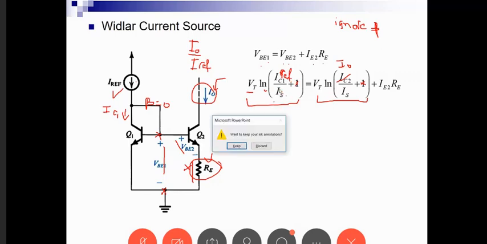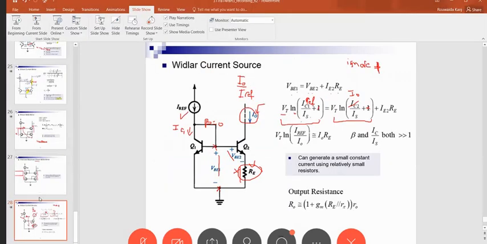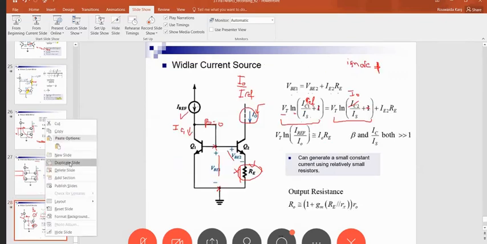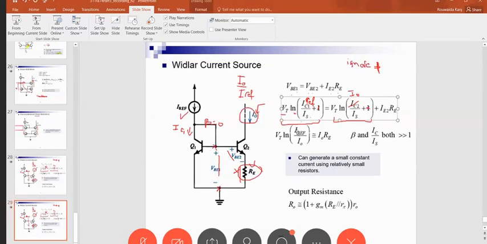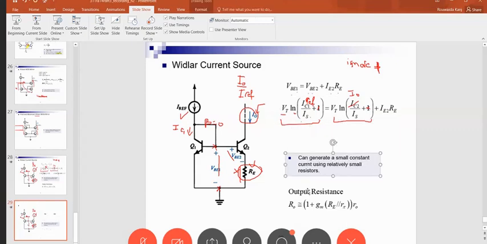So let us insert a new slide here. Okay, let us insert a duplicate slide and let us erase all of these below and let us type.